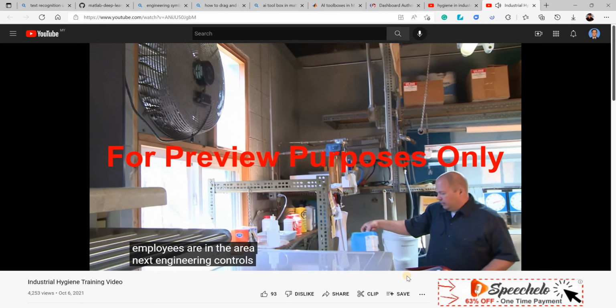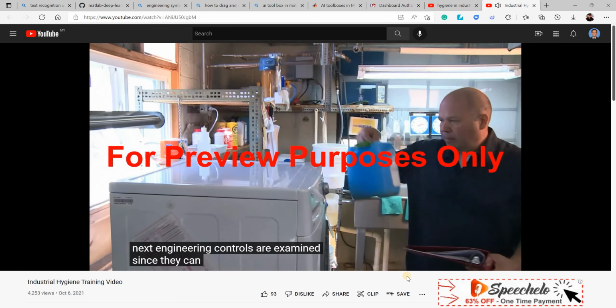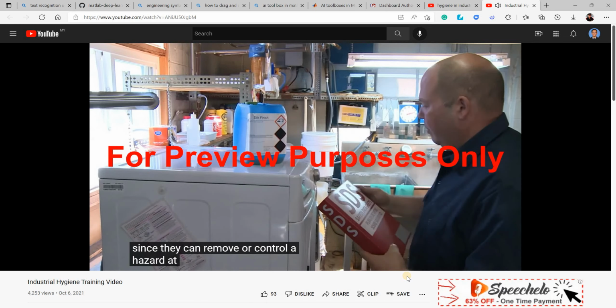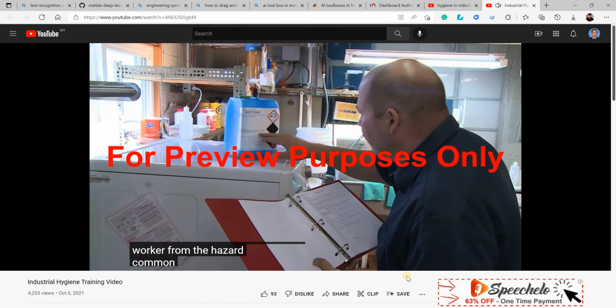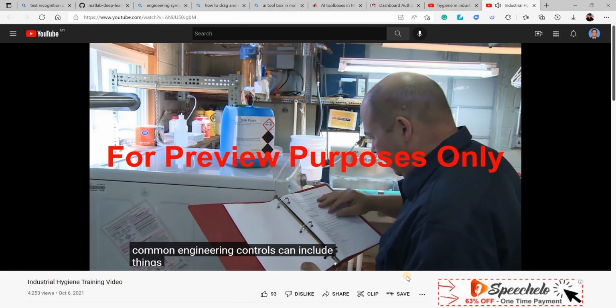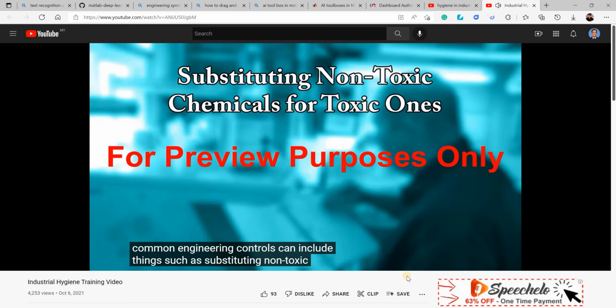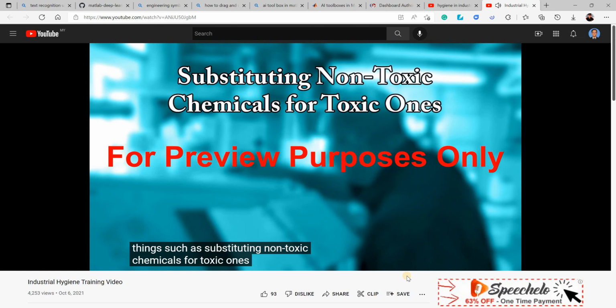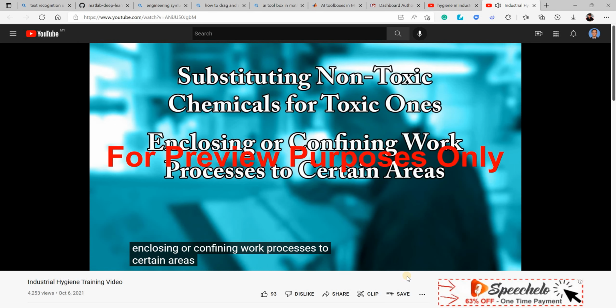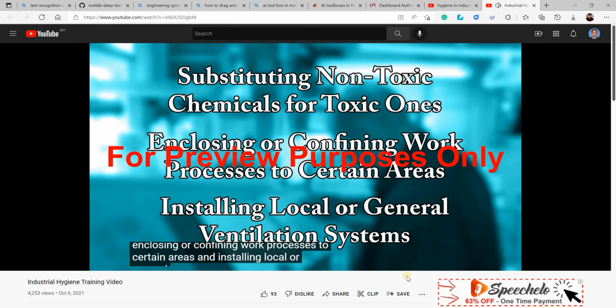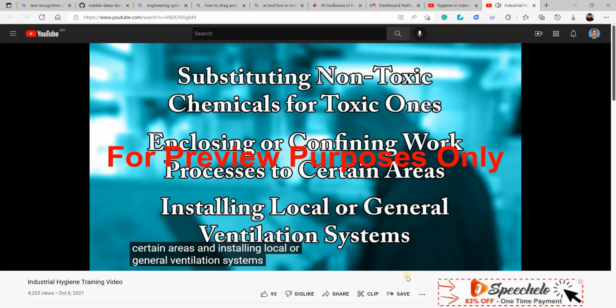Next, engineering controls are examined, since they can remove or control a hazard at its source or can isolate a worker from the hazard. Common engineering controls can include things such as substituting non-toxic chemicals for toxic ones, enclosing or confining work processes to certain areas, and installing local or general ventilation systems.